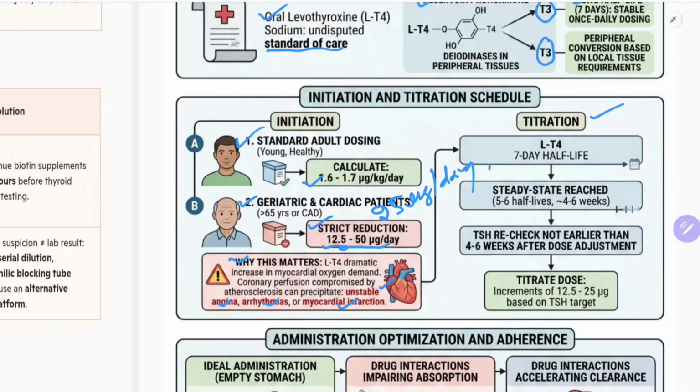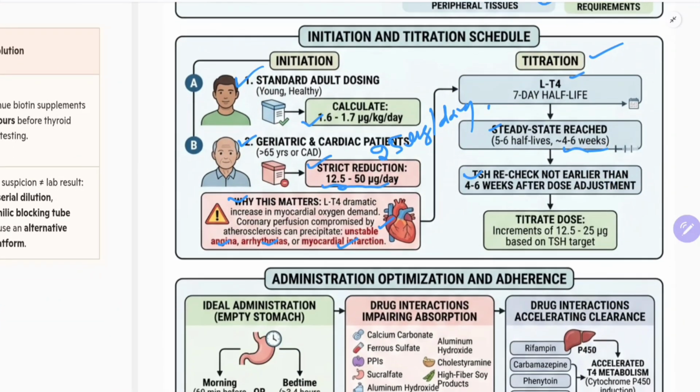How do you titrate? LT4 has a 7-day half-life. Steady state is reached in approximately 4 to 6 weeks. TSH should be rechecked not earlier than 4 to 6 weeks after dose adjustment. Titrate the dose. How much will you titrate? Either 12.5 or 25 microgram based on the TSH target. So you do not titrate like 50 microgram directly. You will titrate slowly.